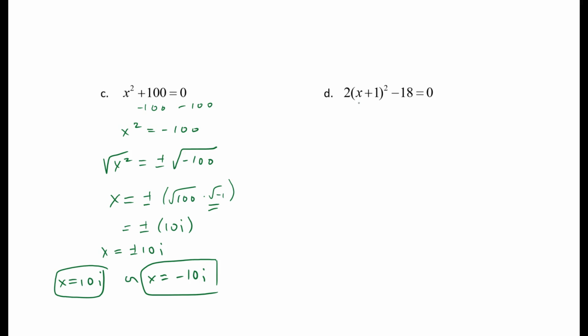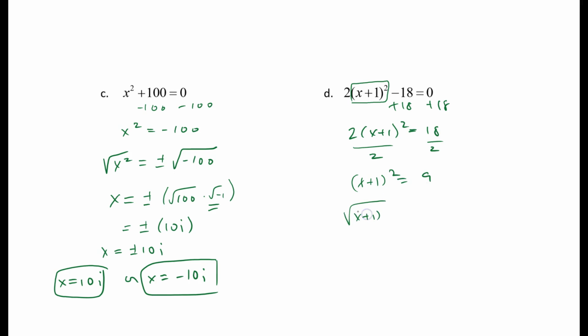Last one here, and our goal is to get that little expression here by itself. So the first thing I'll do is add 18 to both sides. 2(x plus 1) squared equals 18. Divide both sides here by 2 so I can keep getting that expression by itself. (x plus 1) squared equals 9. Now I'm going to go ahead and take the square root of both sides. Equals plus or minus the square root of 9.